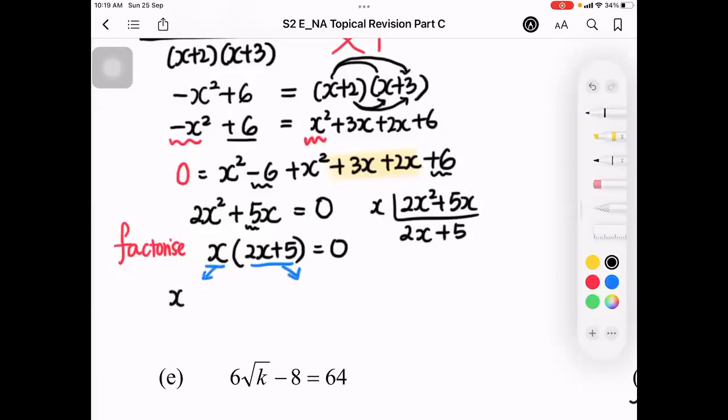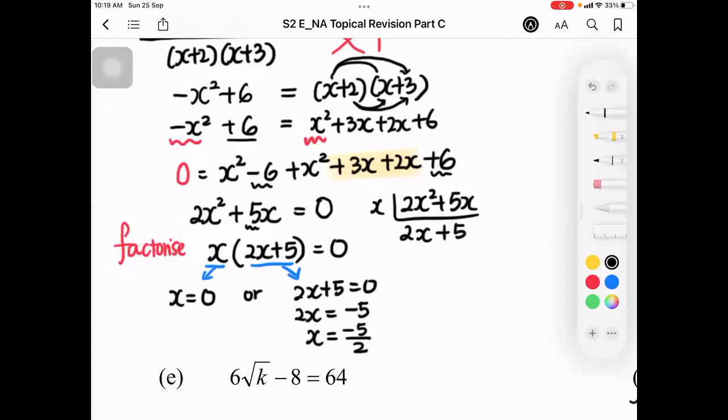X equals 0. Correct. Then second answer: 2x plus 5 equals 0. Very good. So then 2x equals negative 5. X equals, divide by 2, negative 5 over 2. Okay, very good. You're still awake, huh?